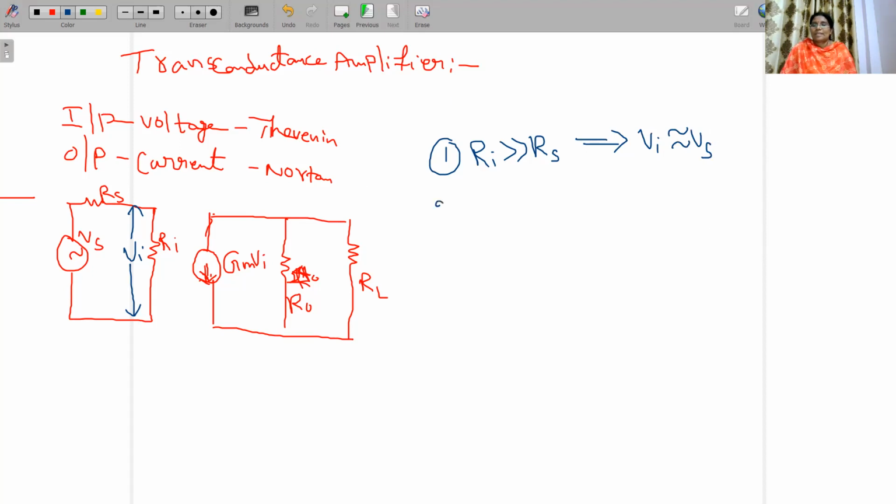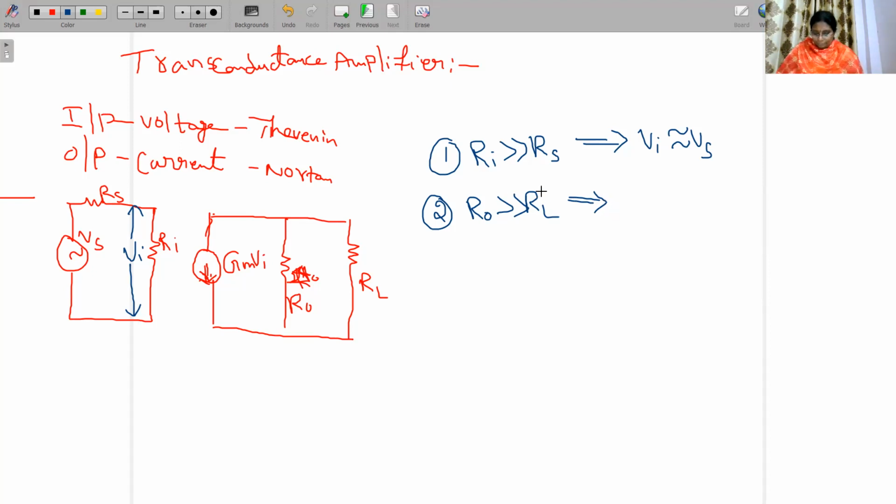The second condition is R naught is far greater than RL. Now tell me the condition of R naught. If R naught is far greater than RL, so this R naught value is very high when compared to the load resistance. What is the current flowing through the resistance? That is nothing but I naught. So IL is equal to I naught.